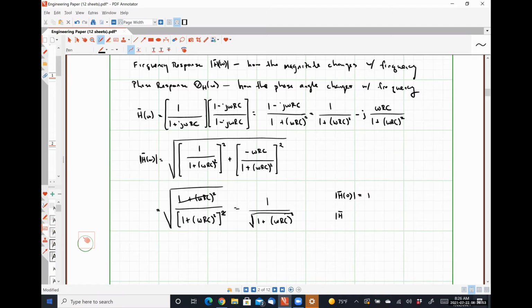When omega approaches infinity, what happens? We have 1 over effectively the square root of infinity, which is infinity. So it goes to 0. So mathematically, we understand now why this is a low pass filter, right? At very low frequencies, all of the signal is passed through. At very high frequencies, none of the signal is passed through.